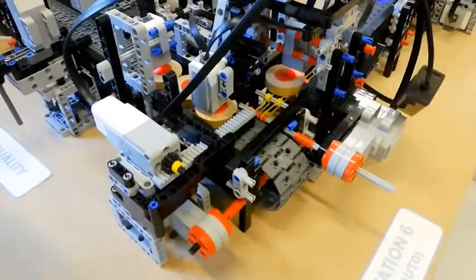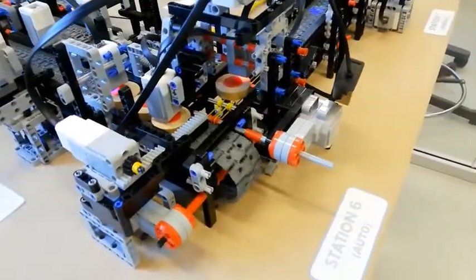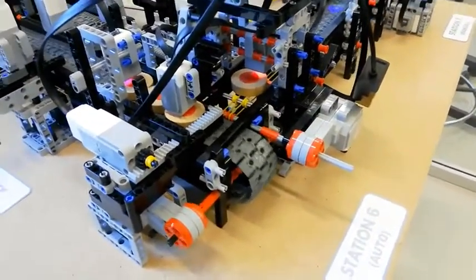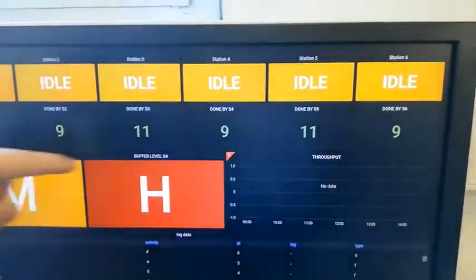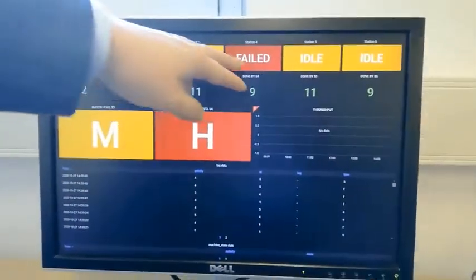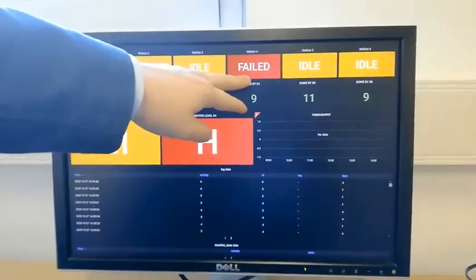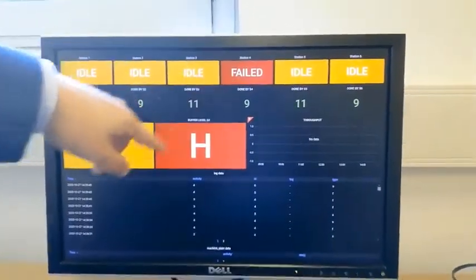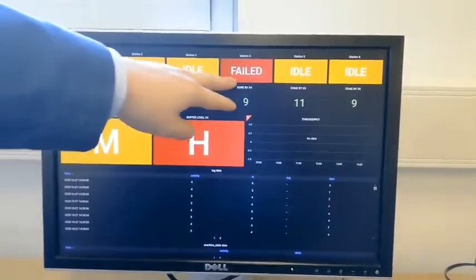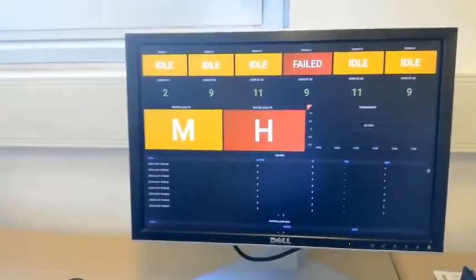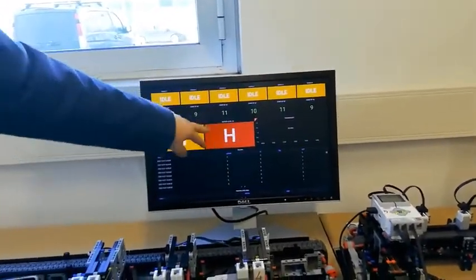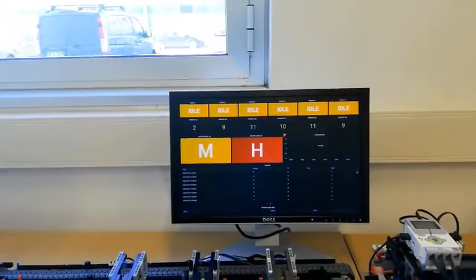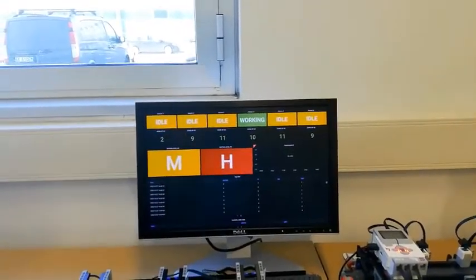At the same time that the parts are being worked, our dashboard is collecting data from the system, and it's telling us how many parts each station has done, so we can calculate the production, and at the same time we can see the status of the machines. So for example, we see that one machine has failed, so we have to do something here, and then we can also see the buffer levels at the two machines, so we can see how many parts are in those machines, whether there are many parts or not so many.